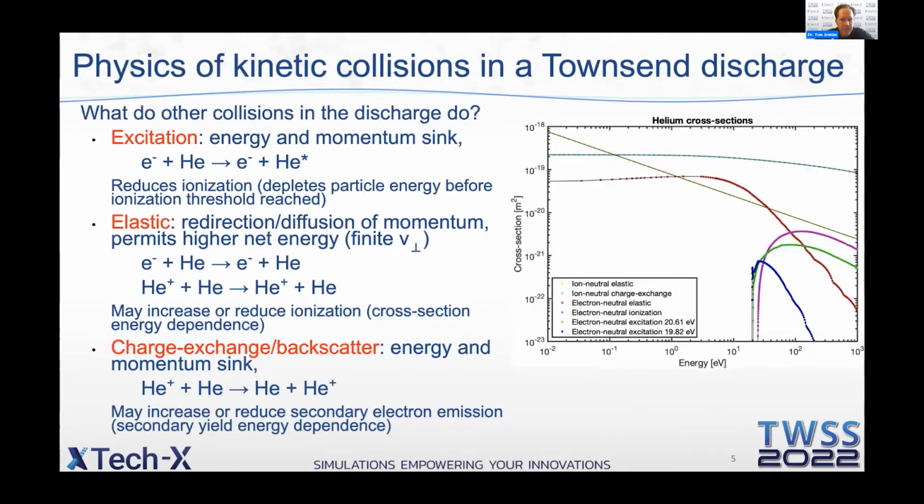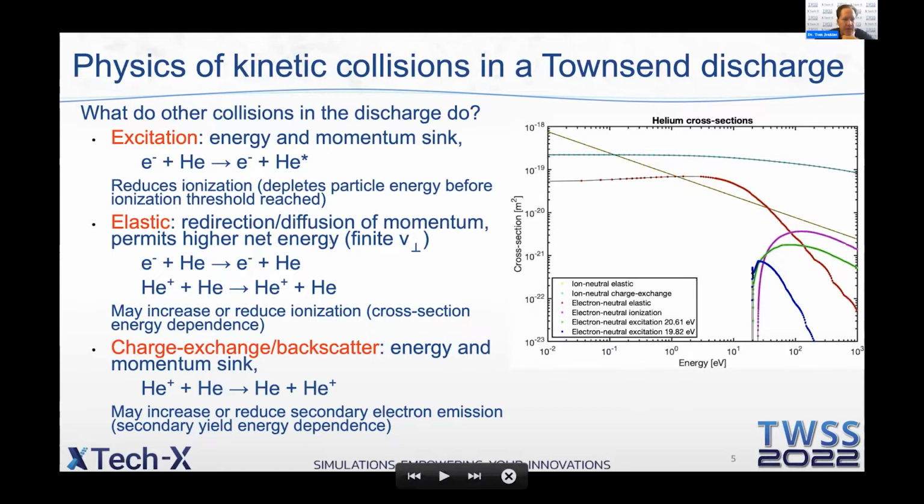I'm going to first talk briefly about collisions. What do the other collisions in this discharge do? Along with ionization, we might have excitation collisions where an electron comes and kicks one of the electrons in a neutral atom up to a higher state, but doesn't dislodge it all the way. This is essentially a sink of energy and momentum. And we expect that to reduce the overall ionization because we're taking energy out of the electrons before they get fast enough to be ionizing.